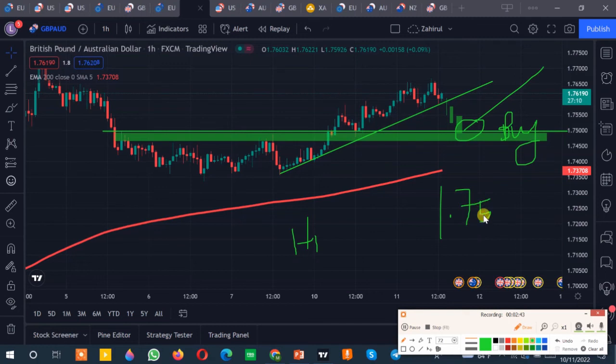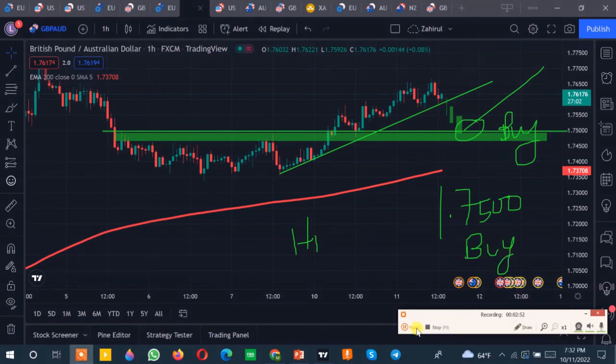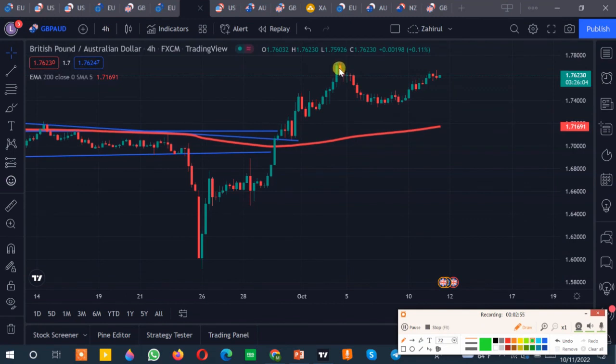1.75 will be our buy point from the H4 chart. So from the H4 chart, it will be our buy point, and it will be our stop loss. From here we can start to buy when we get any buy confirmation. After buy confirmation, we can make a buy here with a stop loss on this line.